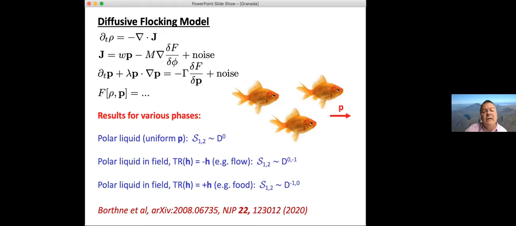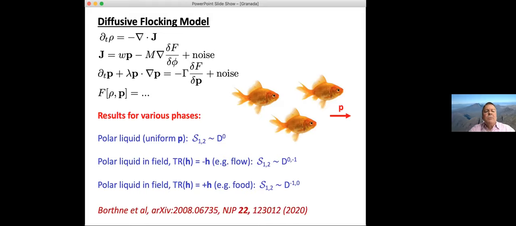So for this class of models, Oif and Borthner has calculated results for a number of phases. The basic phase is the polar liquid, which is what these goldfish look like, a system uniform in both density and in P, so orientation or swim direction. In that case, it doesn't matter which of these conventions I choose, for reasons I'll explain on the next slide, both of the informatic entropy reduction scale as D to the zero. So that's as they did for the interface in active model B. And again, the reason is basically, if I have a uniform density, I need fluctuations to see any dynamics.